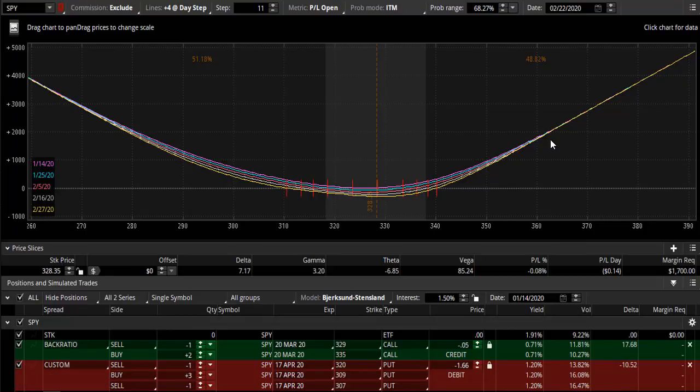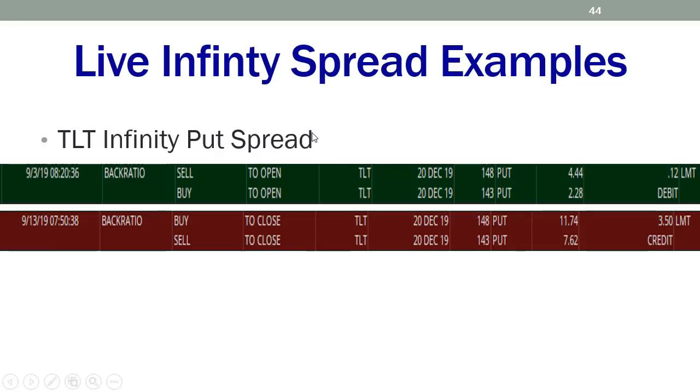Now, I showed you trades from 2015, 2016, and a multitude of trades there. I showed you when I really started calling it the infinity spread, which is 2016 around the presidential election. Then, of course, 2018 during a number of major volatility events, some during 2019. But now I want to get to the here and now. I'll show you infinity spread trades from just the last couple of months, because there have been some wonderful ones. These are live infinity spread examples. This is a TLT infinity put spread.